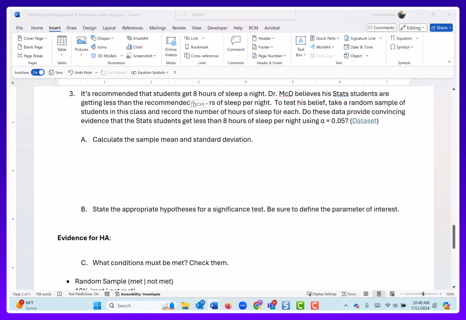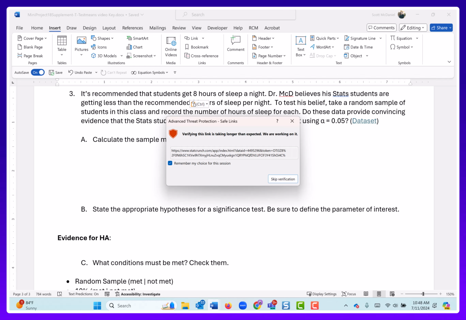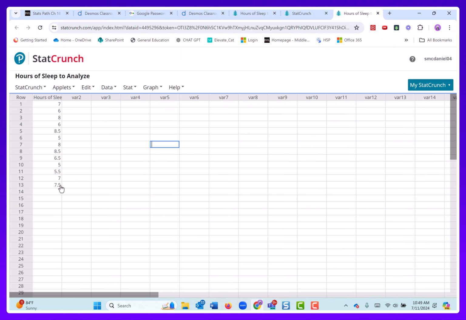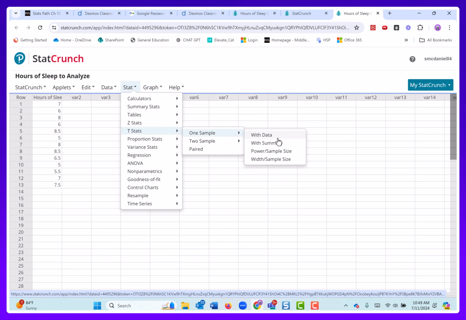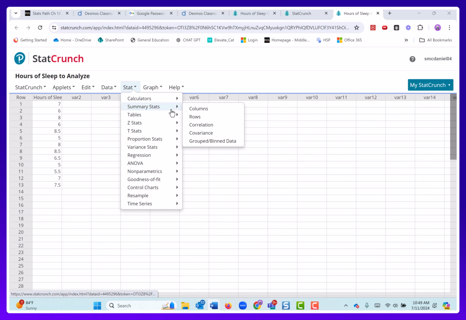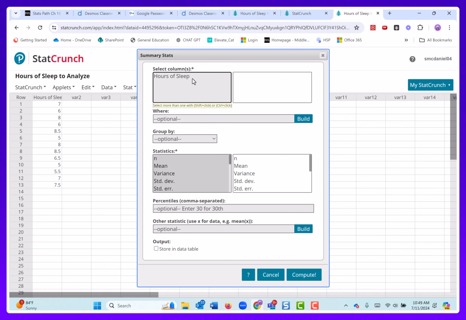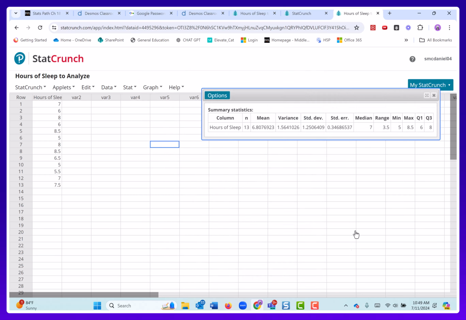And this is an actual data set from one of my classes. Okay, so we have 13 people that participated. I'm going to go to stat, t-stat, one sample. Well, first, let me do what the problem says. It says calculate the mean and standard deviation, so let me do that first. I'm jumping the gun, getting too excited about running my t-test. Let's go ahead and run that. And here we go. Our sample mean is 6.8. Standard deviation is 1.25. So what's our H0 and HA going to be?